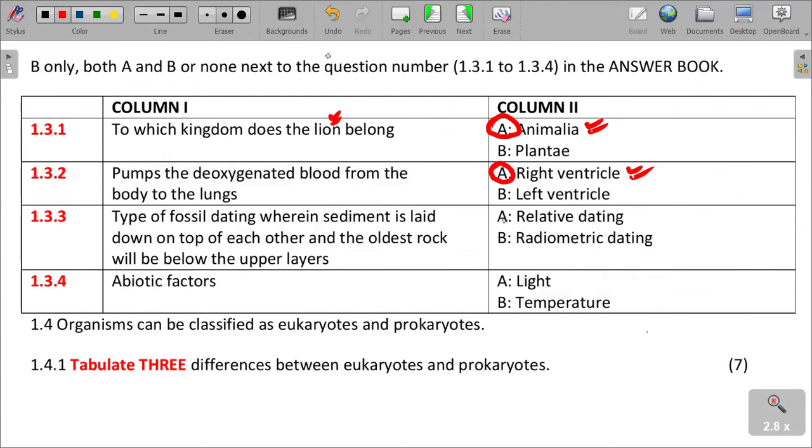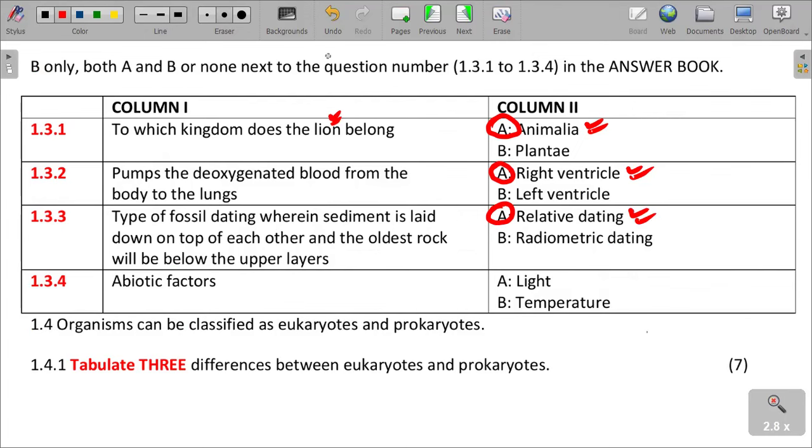We call that relative dating. When we identify the age of fossils based on their layering or appearance, from the oldest, that is called relative dating.